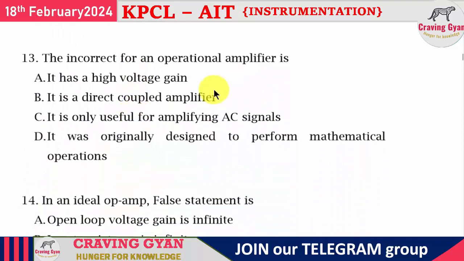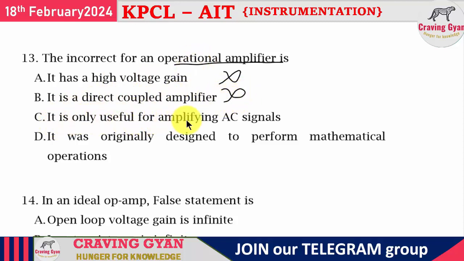The incorrect statement for an operational amplifier is asked. Option A: it has high voltage gain. Yes, the op amp will have high voltage gain. Since they are asking for the incorrect option, option A is wrong. Option B: it is a direct coupled amplifier. Yes, it is a direct coupled amplifier.